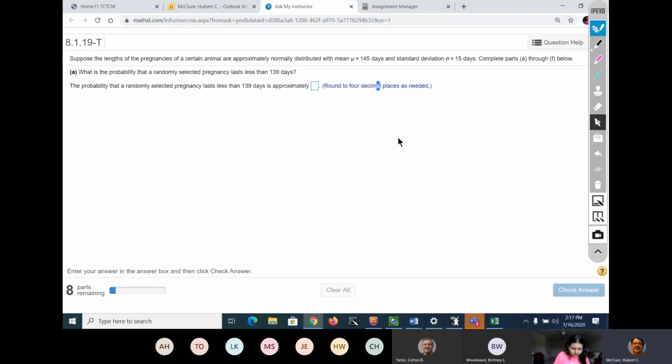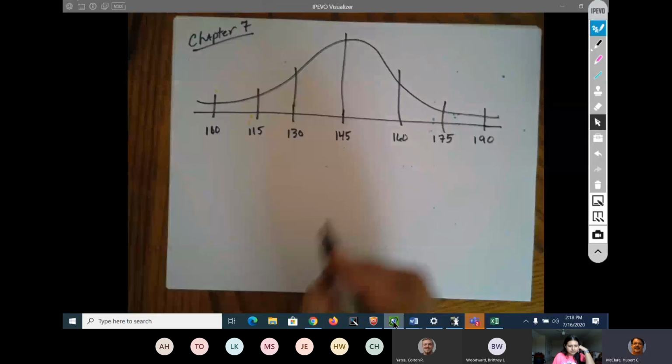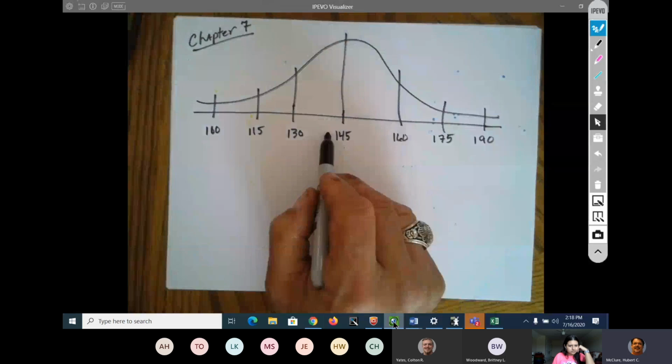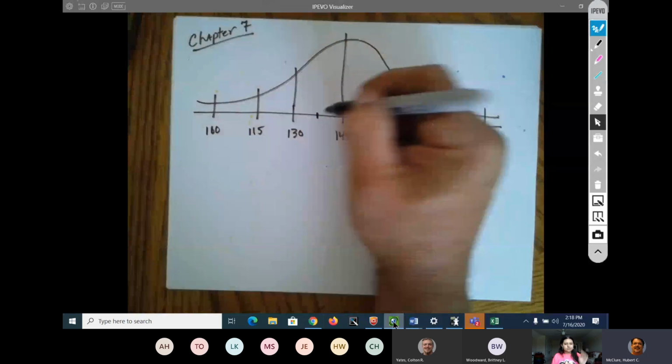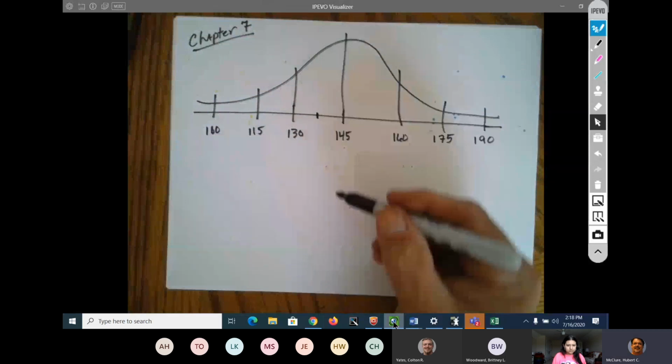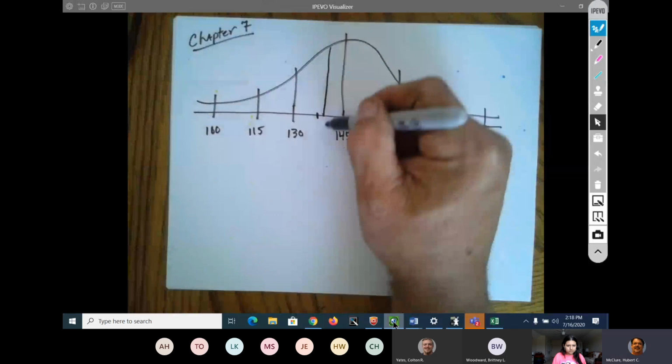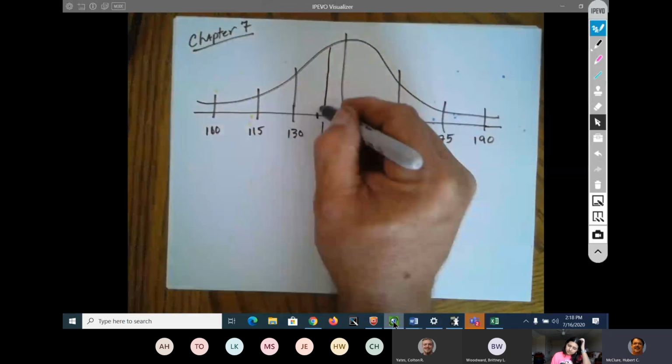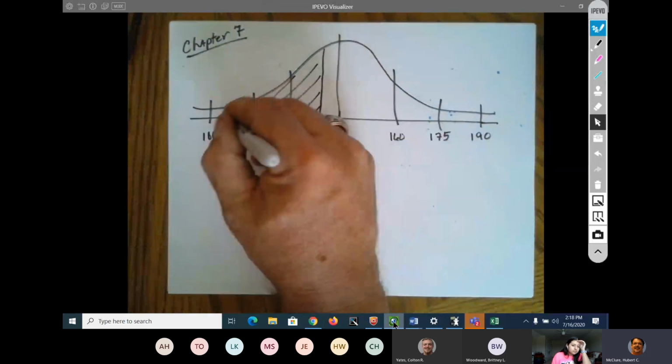Let's see, 145 and 15 would be 160, 175, 190. 130, 115, 100. And they say a pregnancy lasts less than 139 days. 139 days, well, let's see, this is 15. Half of 15 is 7. So that would be 137, wouldn't it? So 139 would be right in here. And we want to know the area what? To the left, because left means less than.